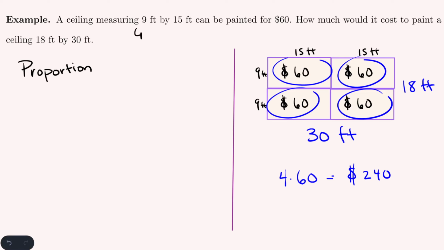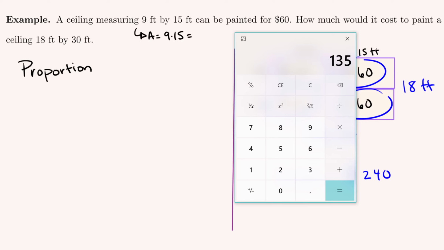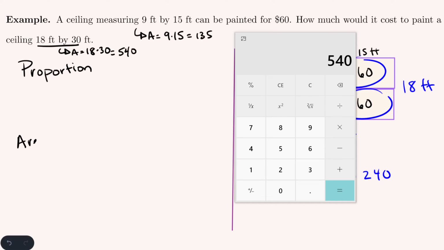Now I need to quickly find the area here. The area is 9 times 15, that will be 135. And we need to compare that to this area, which is 18 times 30. Type that in the calculator, and that's 540. So then I need to compare same things to same things. So let's say we do area at the top, divide that by cost. Now for the area of 135, I had the cost of 60. And for the area of 540, I have the unknown cost of so many dollars.